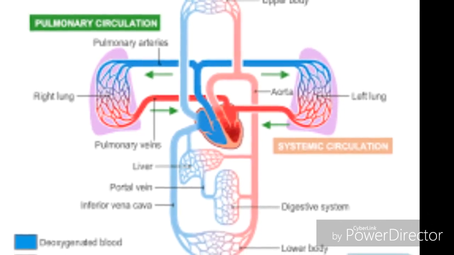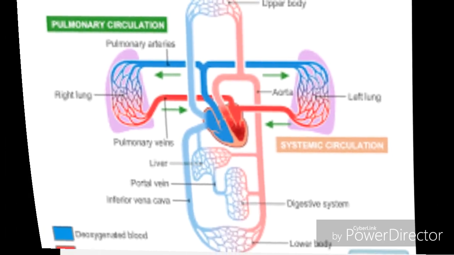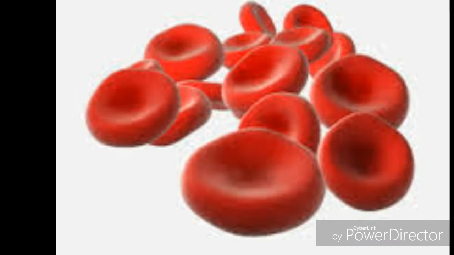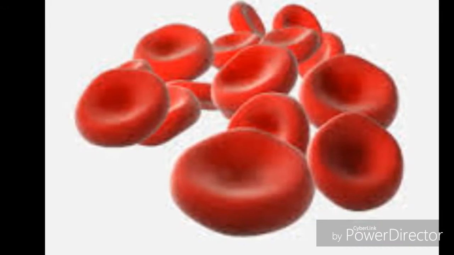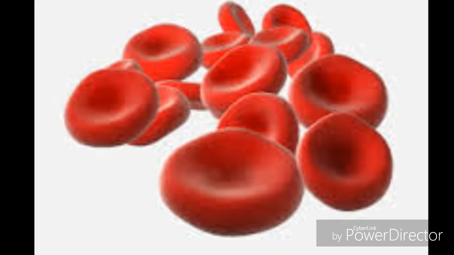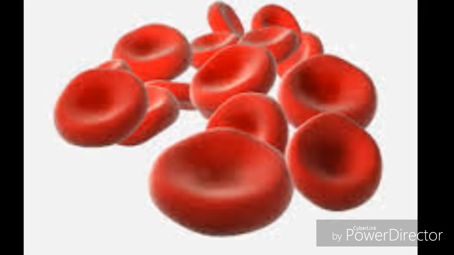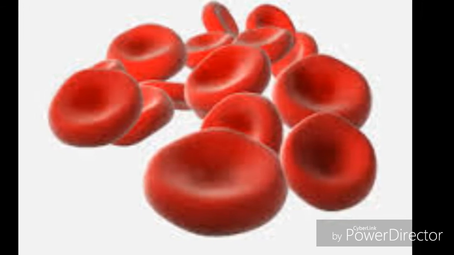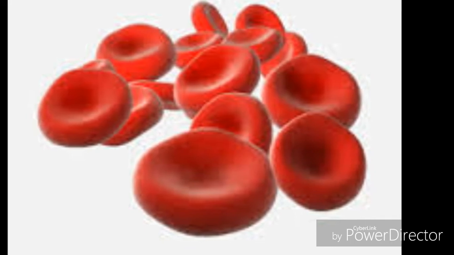Now we will move on to blood cells. The percentage of blood cells is 45%. There are three types of blood cells: red blood cells, white blood cells and blood platelets. Red blood cells are also known as erythrocytes. This is their scientific name. The function of red blood cells is to carry oxygen from the lungs to the tissues and carry carbon dioxide from the tissues to the lungs.